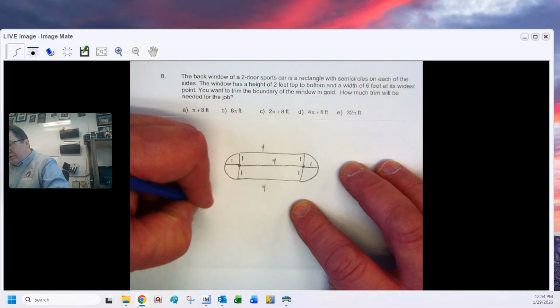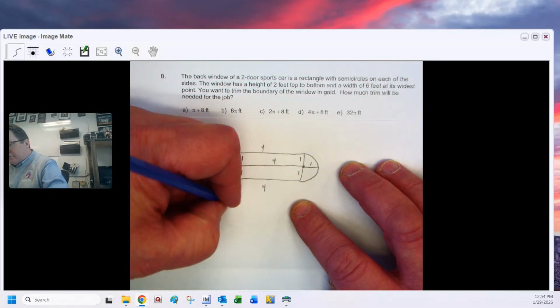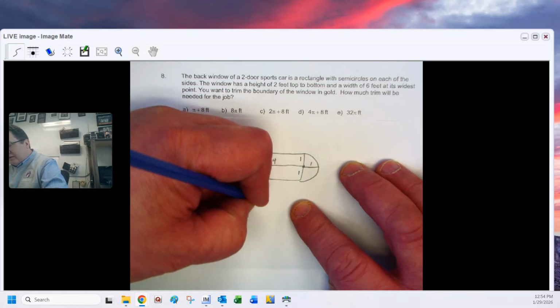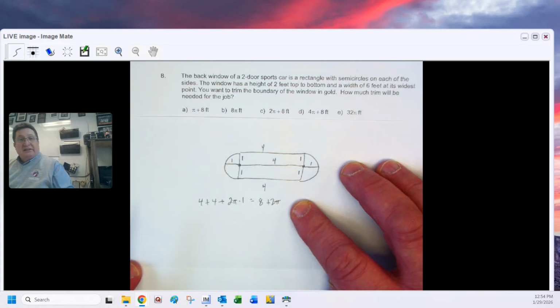So 4 plus 4 plus, we've got 2 half circles. And so that's the circumference of a whole circle. So that's 2 pi times 1. And so this answer here is 8 plus 2 pi. And so that is choice C.